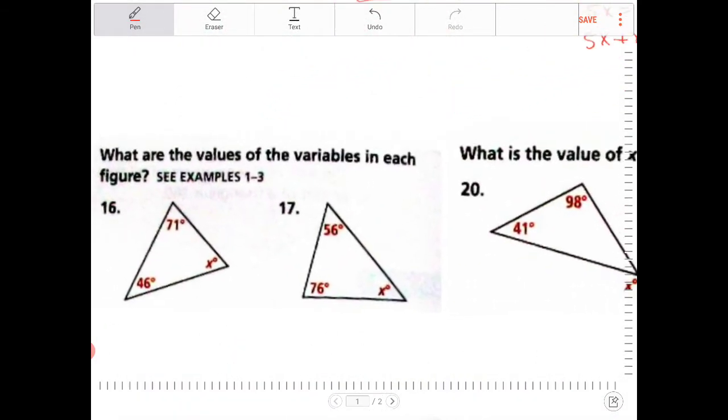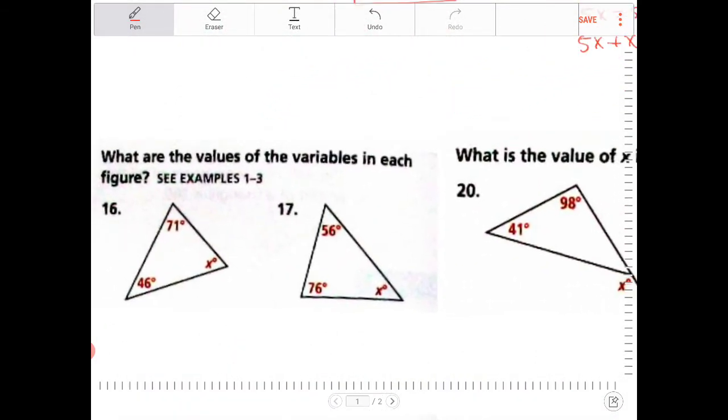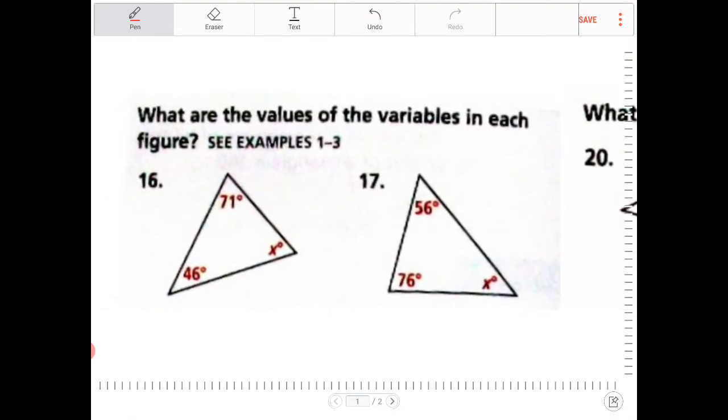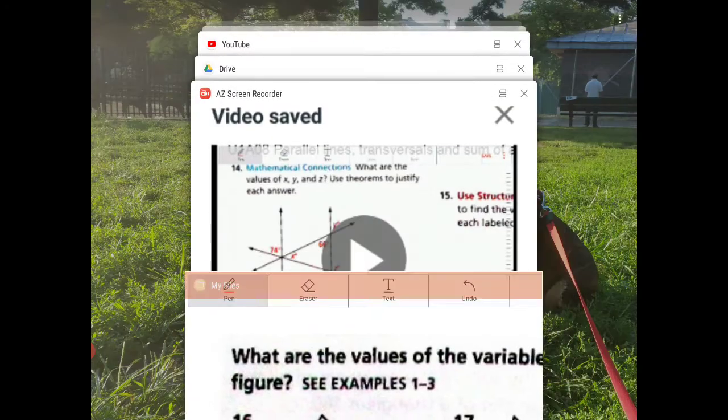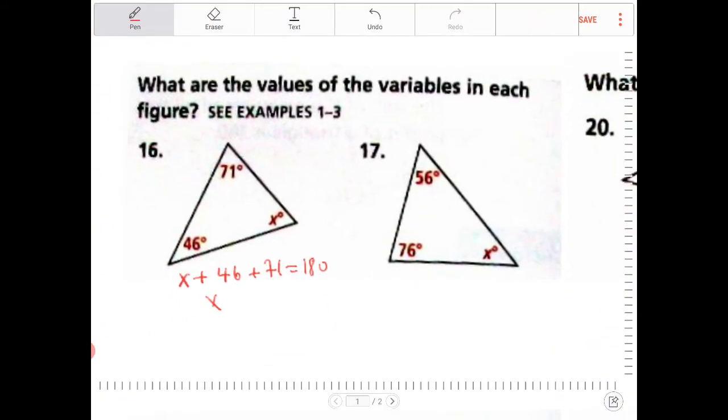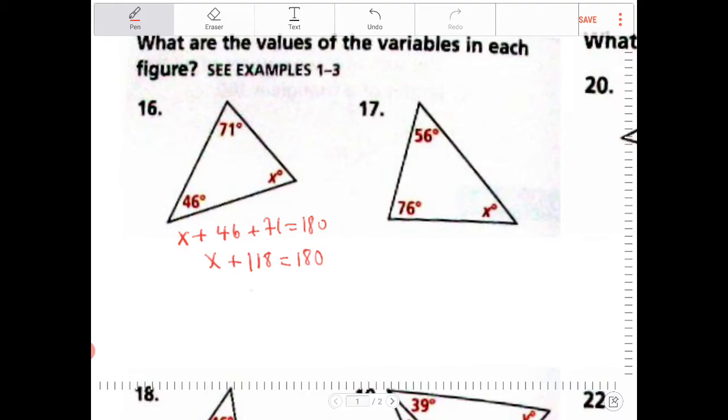Moving on. What are the values of the variables in each figure? In order for us to go through this, I know that all three angles in a triangle add up to 180 degrees. So therefore I can say x plus 46 plus 71 is equal to 180. I can combine like terms. x plus 118 is equal to 180. Subtract 118 from both sides, and I end up with x is equal to 62.